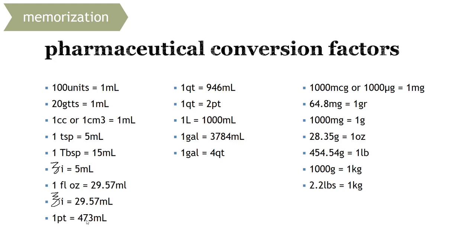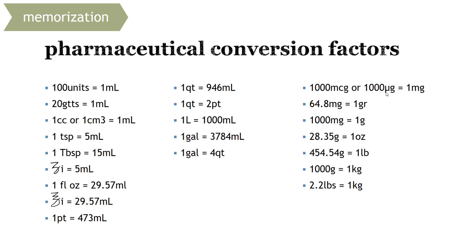1 pint is 473 milliliters. 1 quart is 946 milliliters, or 2 pints. 1 liter is 1,000 milliliters. 1 gallon is 3,784 milliliters, or 4 quarts.